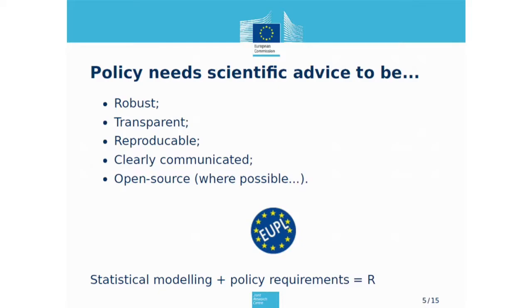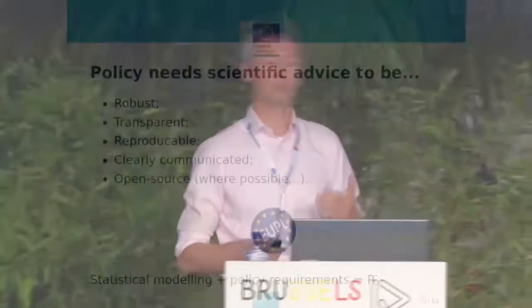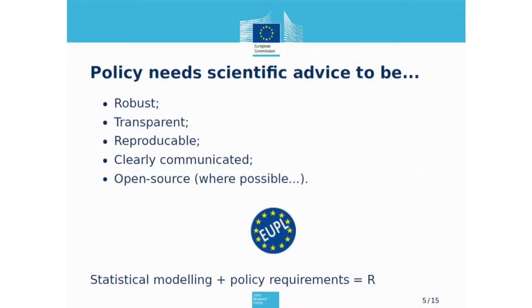When we're thinking about this scientific advice and how it needs to be provided to policy, there's obviously lots of qualities about this scientific advice which would be useful. Number one, it has to be robust. We would like it also to be transparent and reproducible. It has to be clearly communicated, which is really important given the amount of uncertainty that we're dealing with. And of course, we would like to use open source tools where possible.